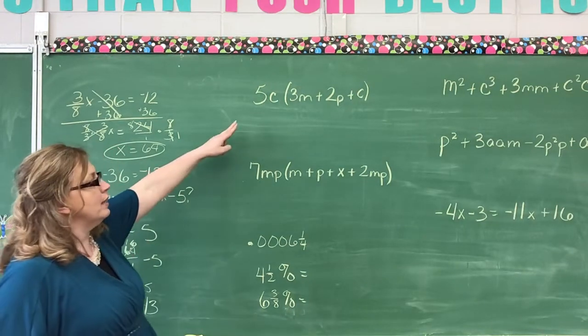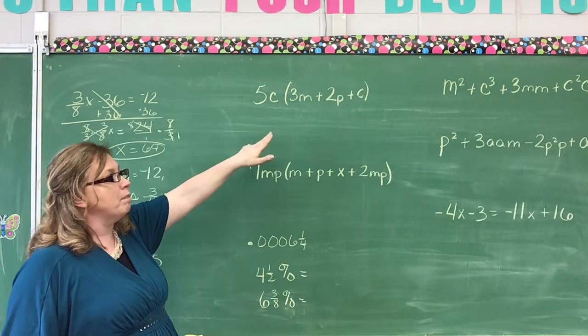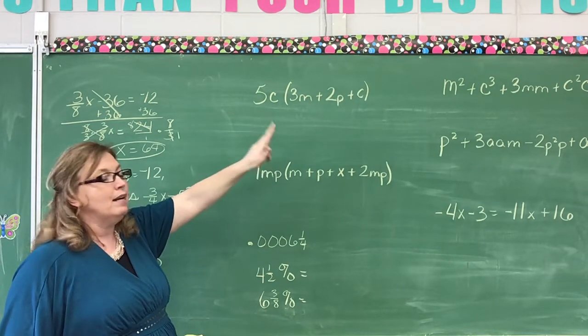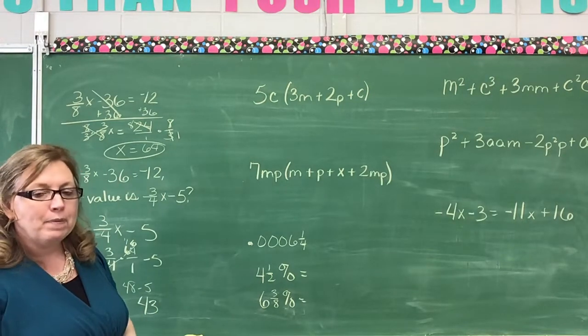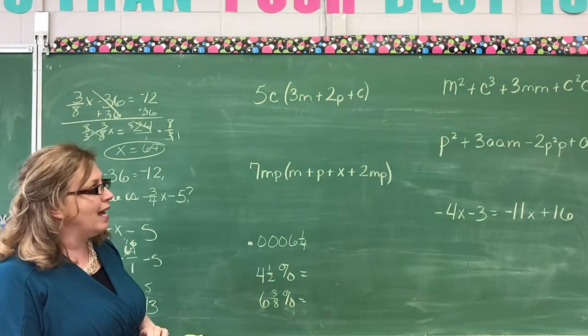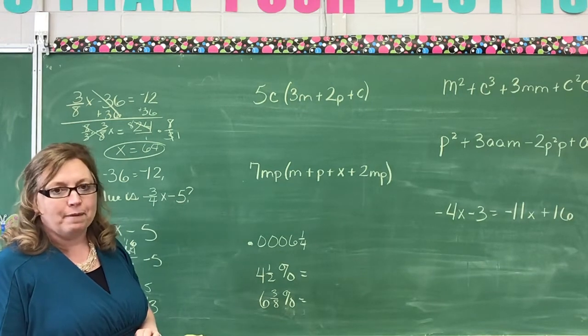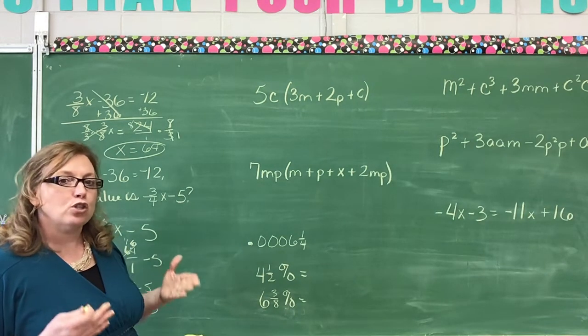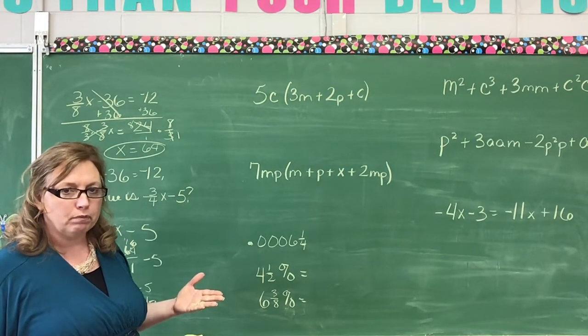Now, let's look at this. 5c times (3m plus 2p plus c). Write that down on your paper. 5c times (3m plus 2p plus c). Now, when you are solving these problems, it's a multiplication problem, okay?